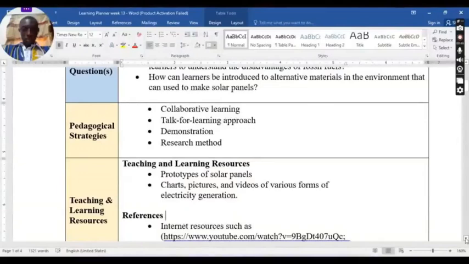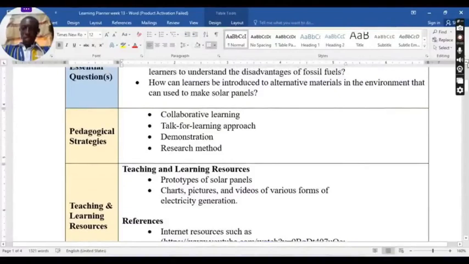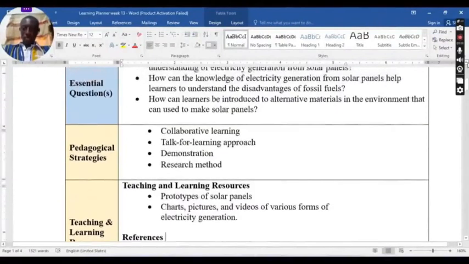That is research based. So you should be very careful with the pedagogical strategies. We don't just write any pedagogy here. Whatever you write here, you are going to use it in the delivery of your lessons, in the teacher and learner activity session. You are going to create an activity that will conform to what you have written there. So always watch out for that.